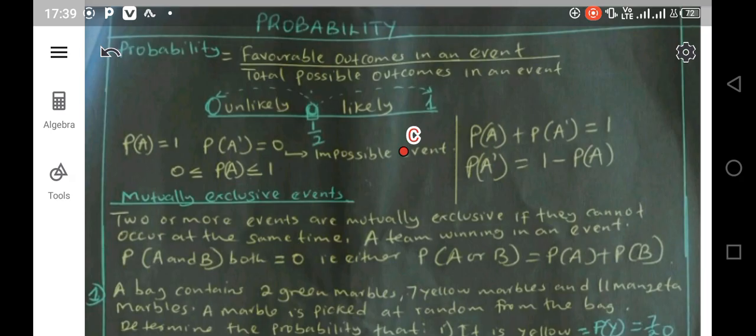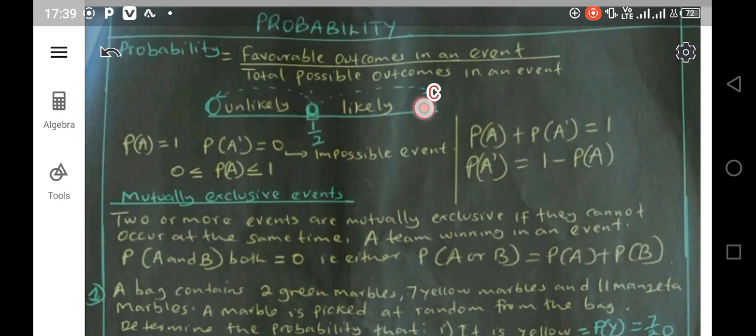Today, we're going to learn about probability, whereby probability is equal to favorable outcomes in an event over total possible outcomes in that event. The event here is an experiment that is going to be conducted, when we talk about the issue concerning probability. Now, the range of probability falls from 0 to 1.